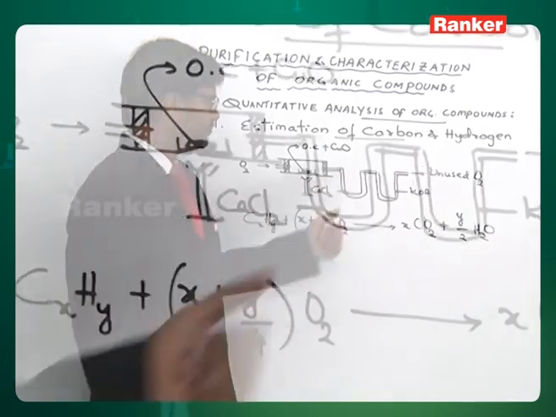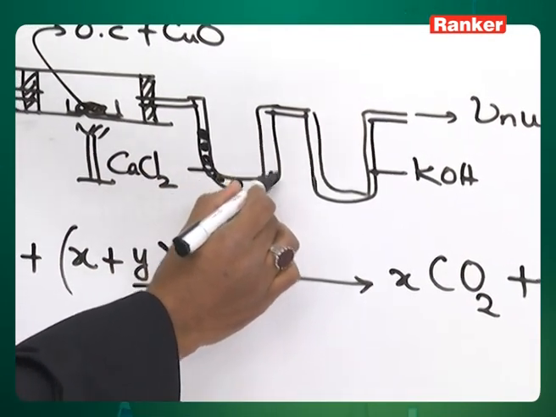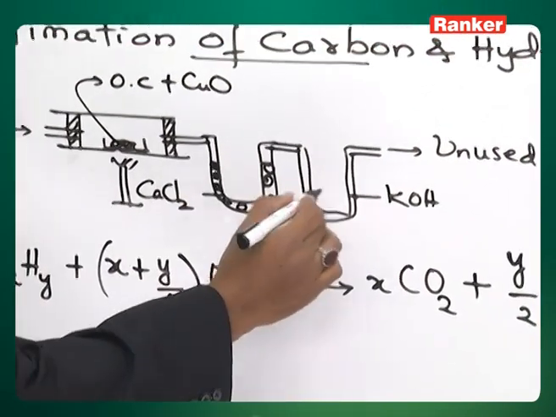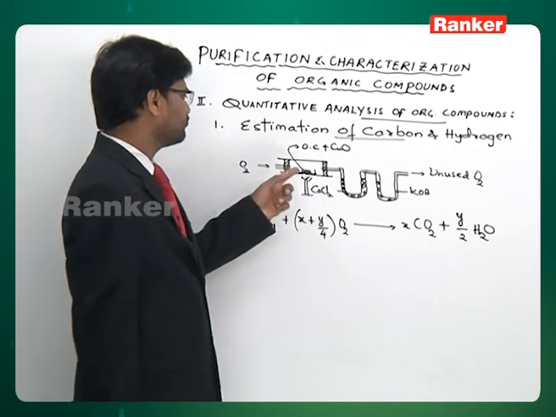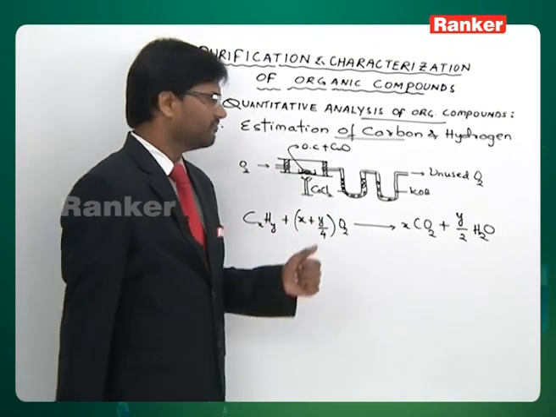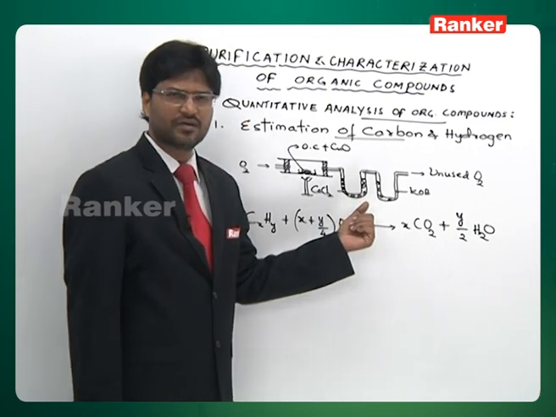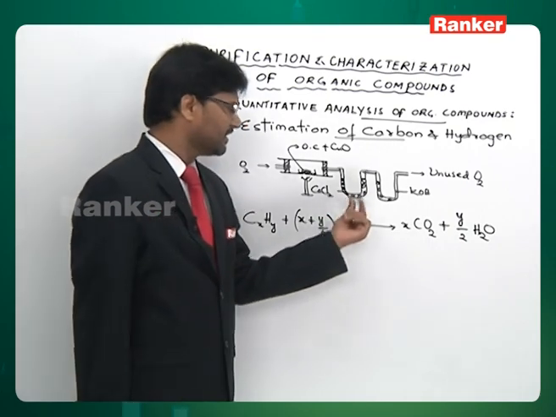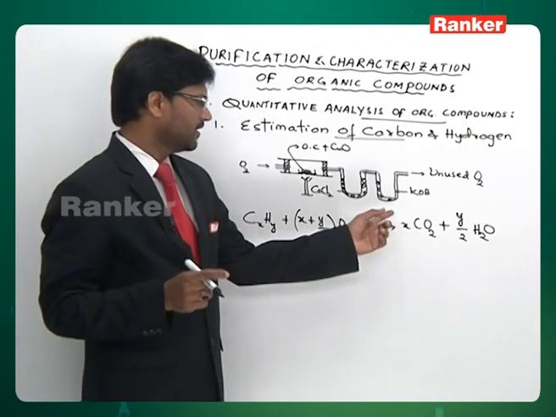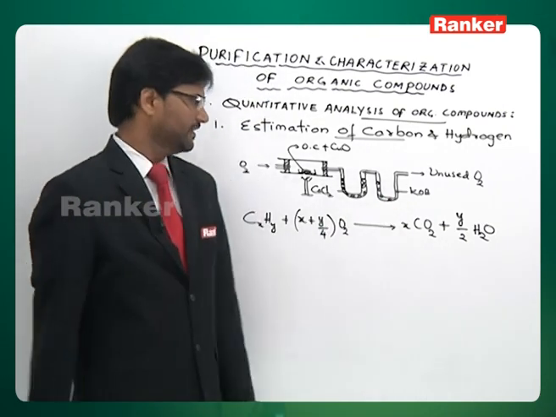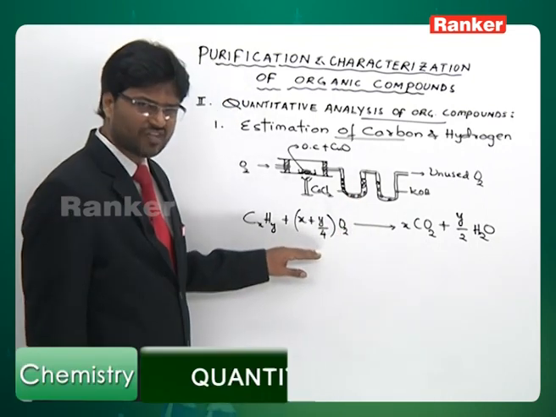It is passed through two U tubes. First U tube is packed with a known mass of calcium chloride and the second one is packed with known mass of potassium hydroxide. When the mixture of carbon dioxide and water passes through this, all the water gets absorbed in the U tube containing calcium chloride and all the carbon dioxide will get absorbed in the U tube which is filled with KOH. We need to find out, this is the reaction which takes place.